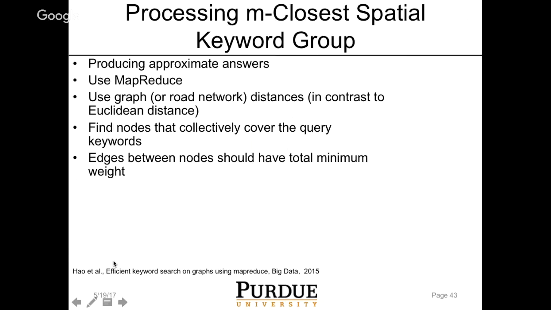The other work answers the m-closest spatial keyword group query. As a reminder, this query retrieves a group of objects that have the smallest inter-object and inter-group distance and collectively cover the keywords of the query. This work will actually produce an approximate answer. It uses MapReduce, and it uses the road network distance, or graphs, instead of the Euclidean distance to answer this query.